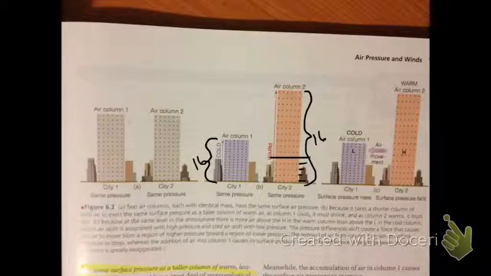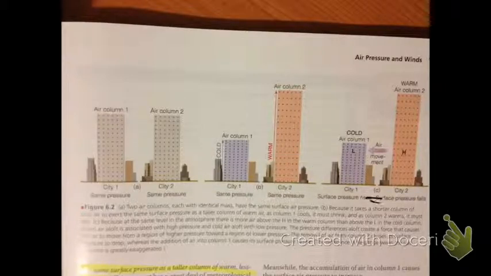So count up 5 lines, for example, on each of the different cities. And notice this. The 5th line over the cold city is at a lower elevation, lower altitude than the 5th line on the warm city. This illustrates to us that a constant pressure is at a higher altitude in warmer temperature.